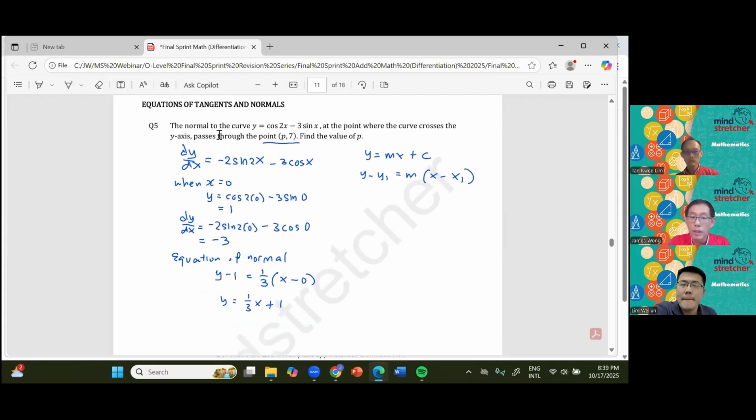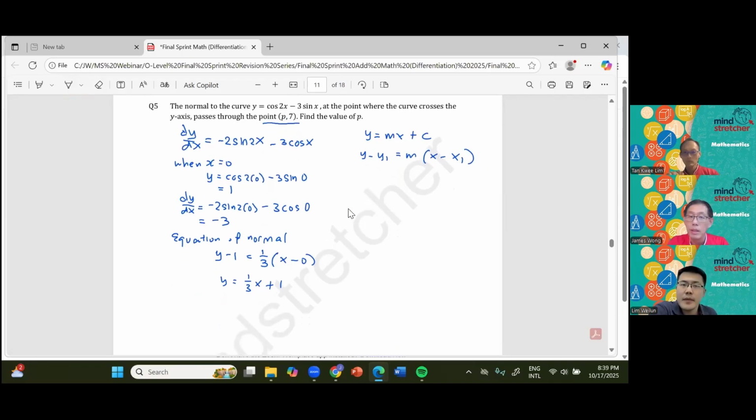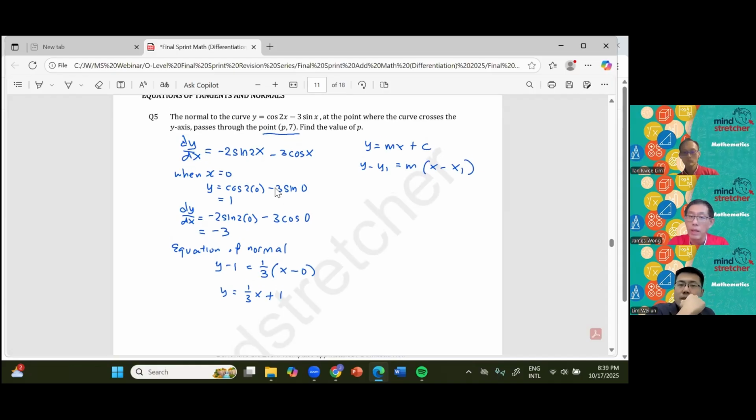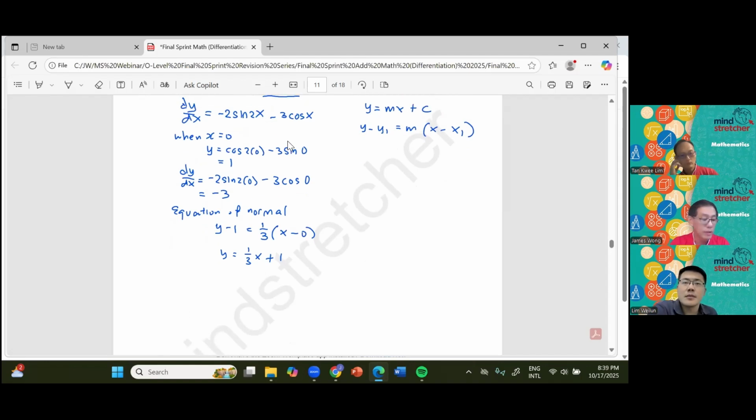Given that this normal will pass through this point, what does this mean? When it passes through this point, it tells me that this point will satisfy the equation of my normal. When a line passes through a particular point, it means that this point will satisfy the equation of that line. So I can substitute this point into this equation. Otherwise you cannot substitute in, because it will not satisfy that equation. But given the fact that it passes through, I can now safely substitute this point.